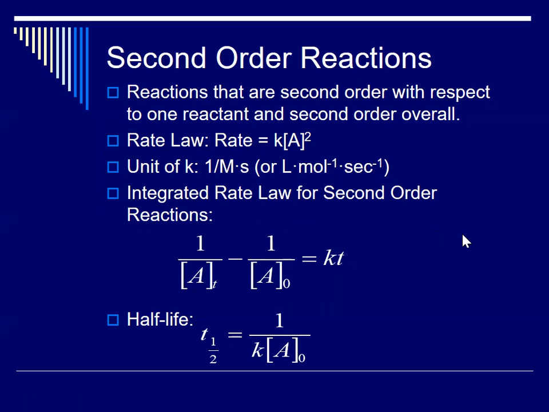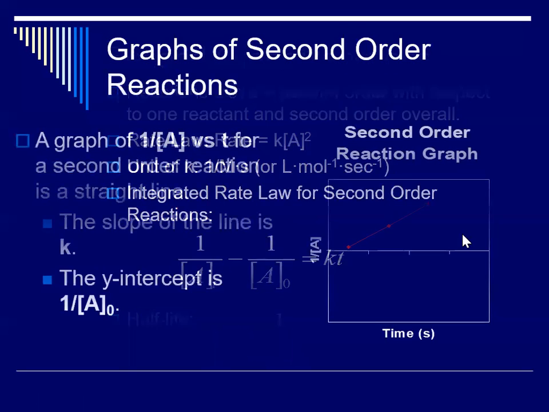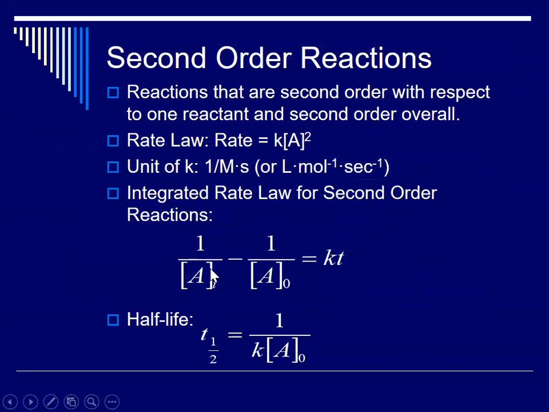A couple notes I like to make: there is no ln, there's still no ln, and k is not negative in this equation. Couple examples with that. Looking at the graph of it, notice the graph is 1 over [A]. Isn't that what we have here? 1 over [A]. In a first order, we were ln [A].